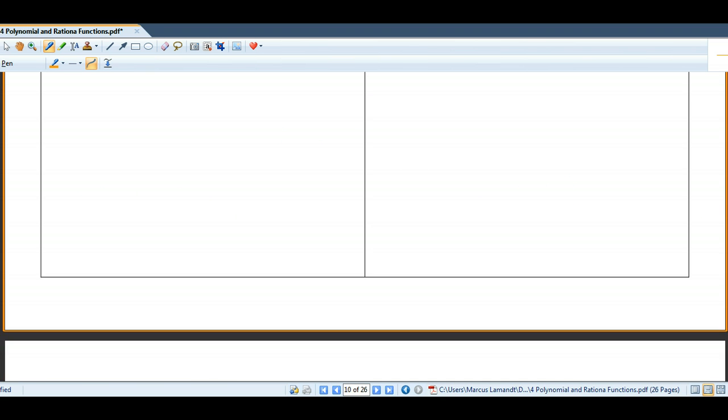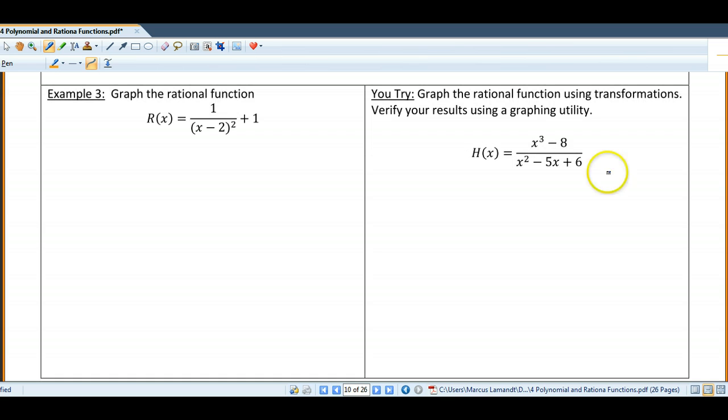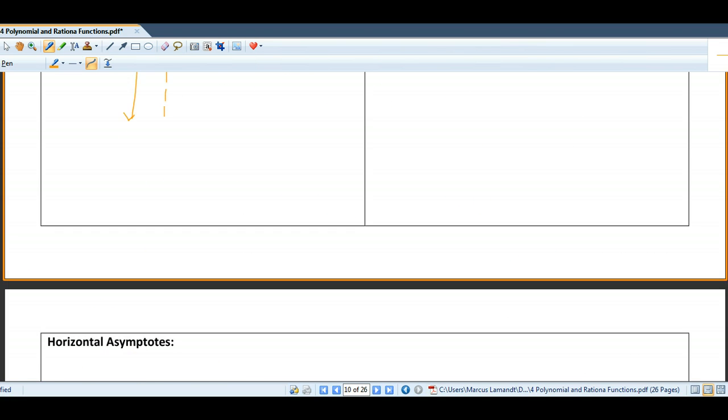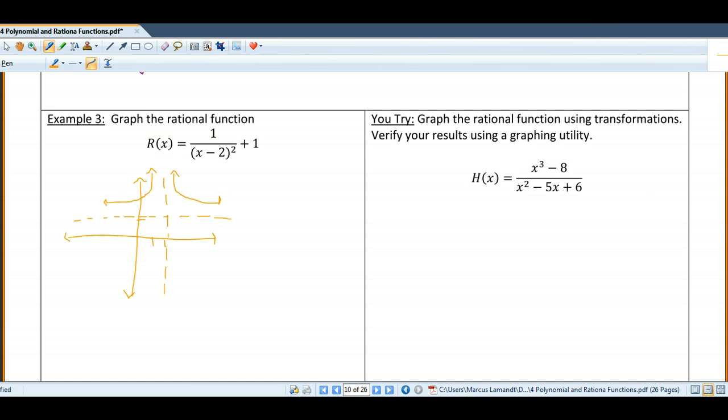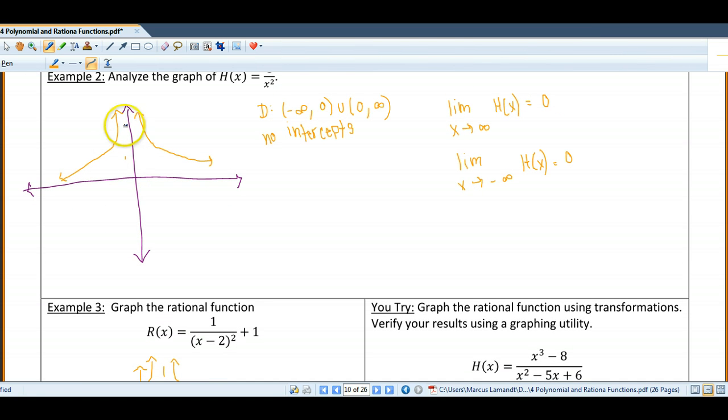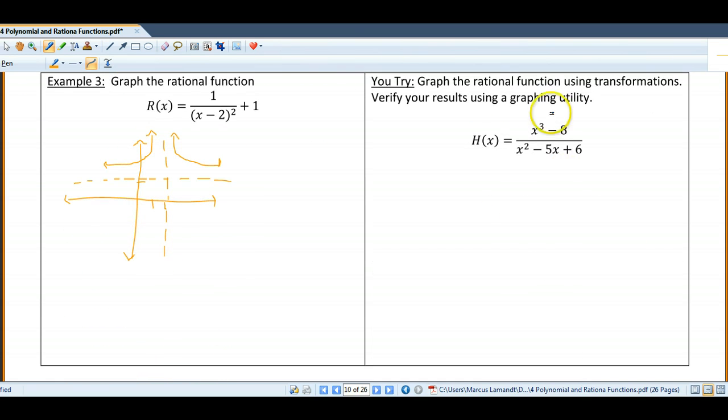Graph this rational function. You guys all have graphing calculators, so I'll just go ahead and graph it. Alright, so the graph looks something like this. What I want you guys to notice between this graph and the previous graph is that they're pretty much exactly the same, except that this one has shifted. It's shifted up 1 because we've added 1 outside the parentheses, and it's shifted to the right 2 because we've subtracted 2 inside the parentheses. So you actually could have graphed this without a graphing calculator because you already knew what this graph looks like, but it's okay if you use the calculator. I'll let you guys go ahead and try this one.